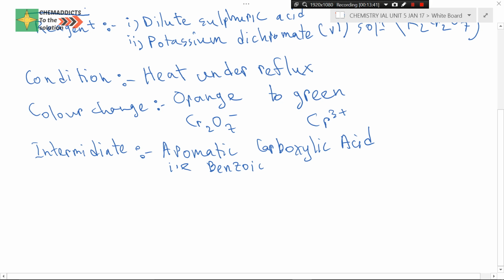So in here the intermediate that would form is an aromatic carboxylic acid, that is benzoic acid, same as before, as we have done in oxidation of aldehyde. The only difference is here we will get benzoic acid instead of a simple carboxylic acid. I hope that you know the structure. The structure would be this.